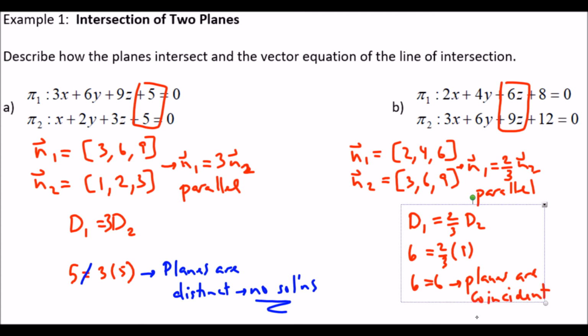One plane is actually the other plane, and that means that there are infinite solutions. All right, last case, here we go.